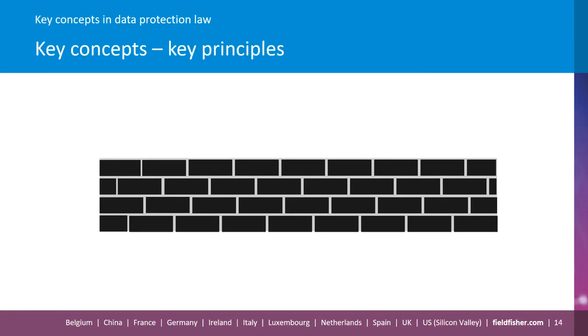And then after that, there's cement. And in data protection terms, those are the principles. They flow through data protection law. They hold it together. They're the thing that makes it coherent, as it were. So the principles are a bit like cement.